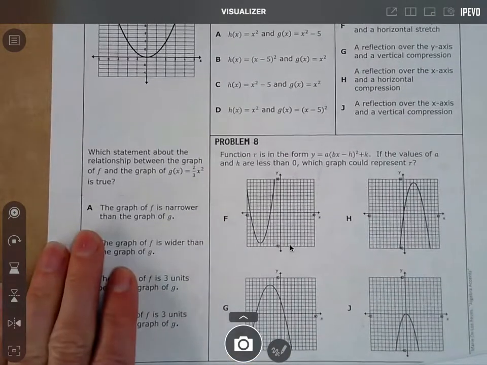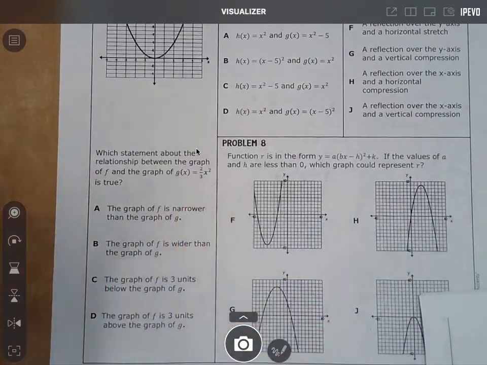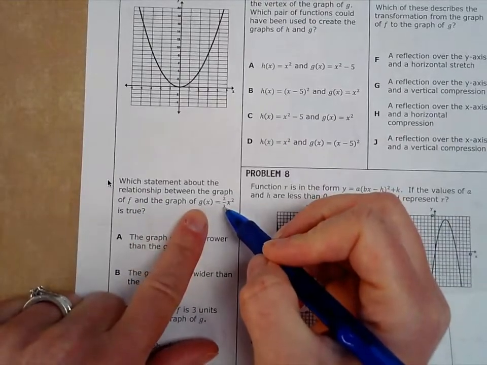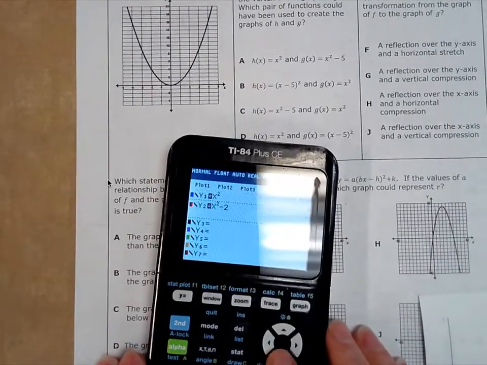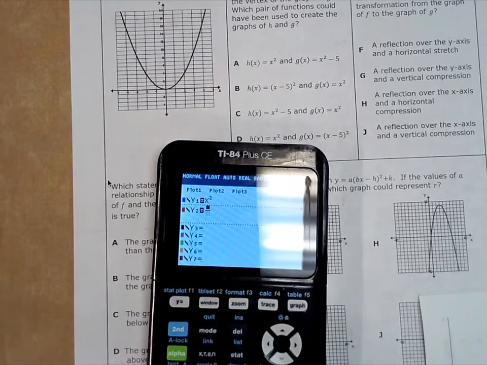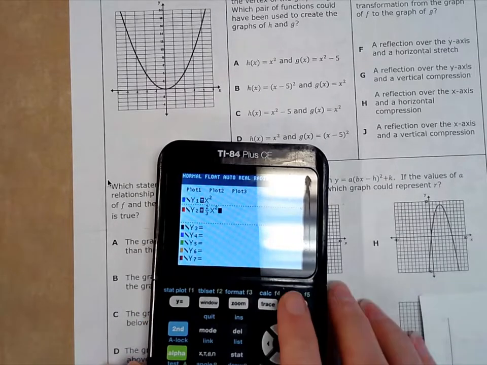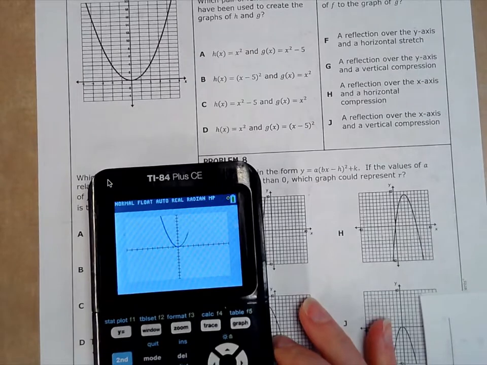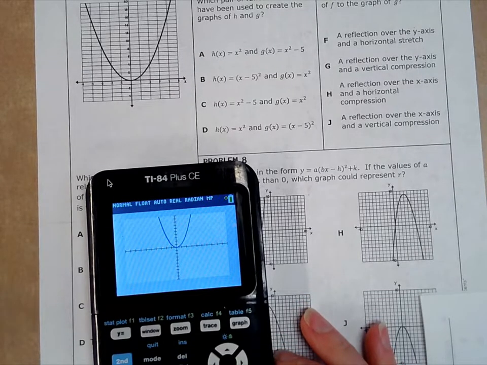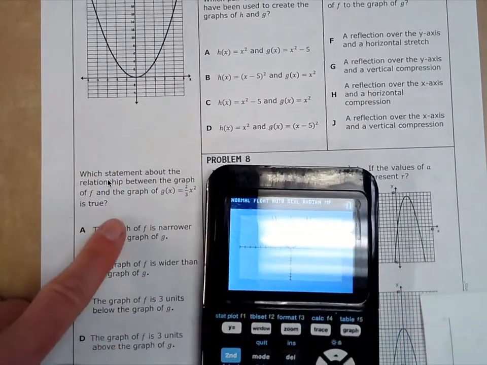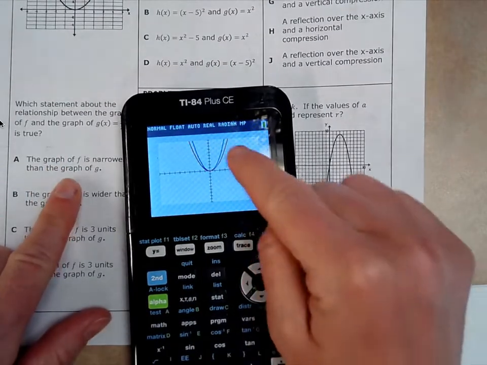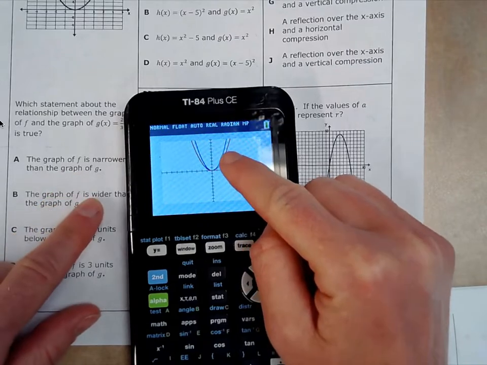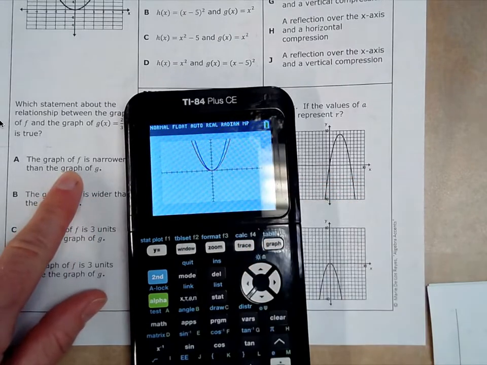So the first one, it has 2/3 x squared. So this one, let's compare it. X squared, I'm going to change this to 2/3 x squared. When you graph it, the blue one is the f of x function, and the red one is the g of x function. So we're comparing the f function to the g function. So f is the blue one. So is that narrower or wider? Narrow. Yeah, f is narrower.